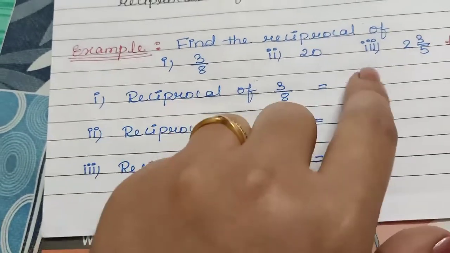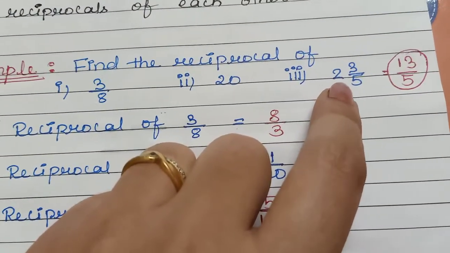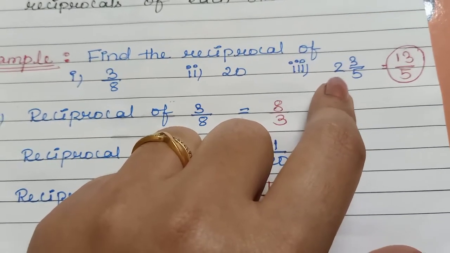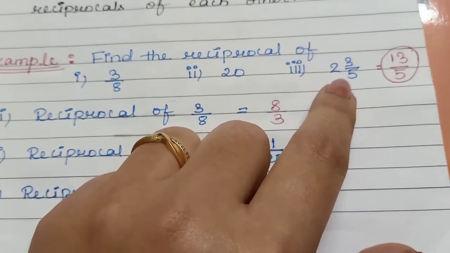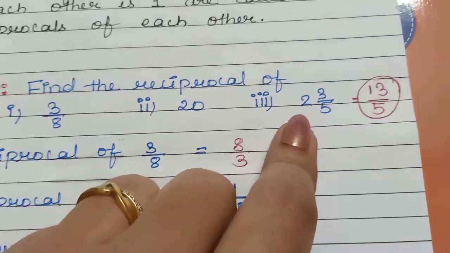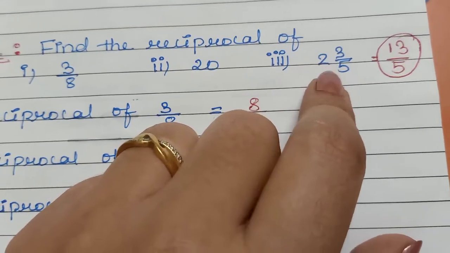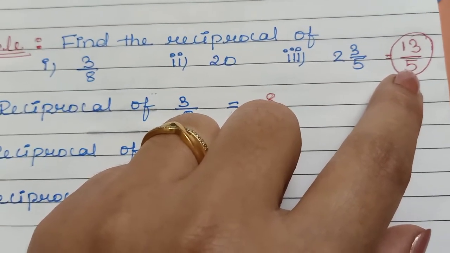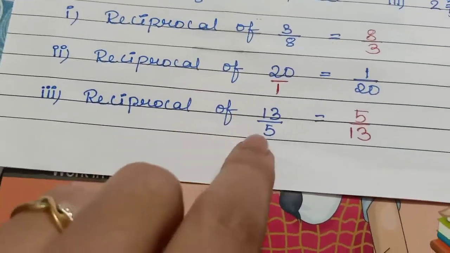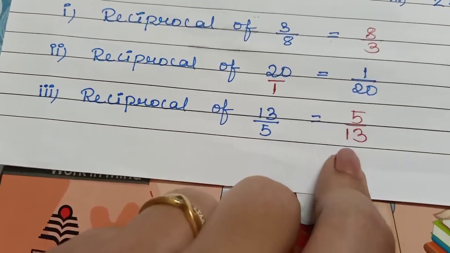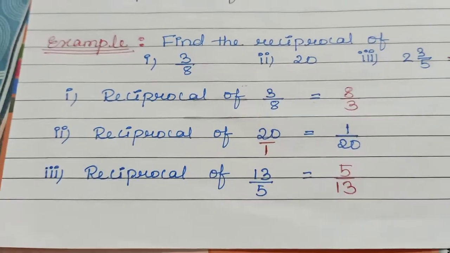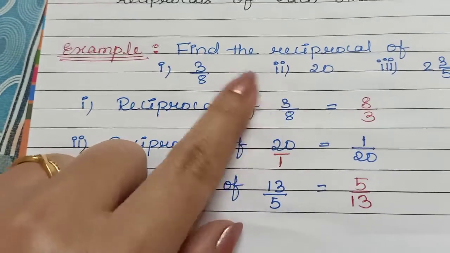Now let's see the third example. It's 2 and 3 upon 5. This is nothing but an example of a mixed fraction. So to find the reciprocal of a mixed fraction, you have to convert it into an improper fraction. So this will become 13 upon 5. The reciprocal of 13 upon 5 is nothing but 5 upon 13. So I hope it is clear for everybody how to find the reciprocal of a fraction.